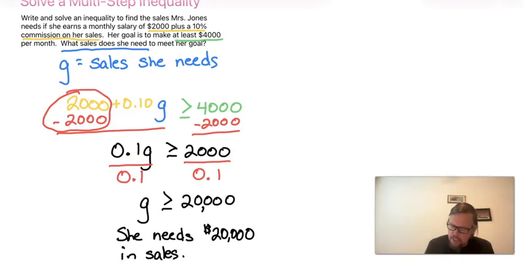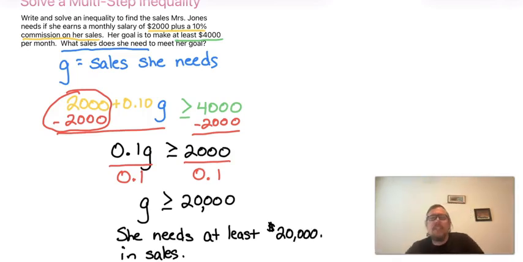Actually, I shouldn't say she needs $20,000 in sales because that's not right. Because she'd be fine if she made more than that. Let's say she needs at least $20,000 in sales because our symbol is greater than or equal to. So let's go ahead and say at least. She needs at least $20,000 in sales to meet her goal of at least $4,000 per month of money that she makes.